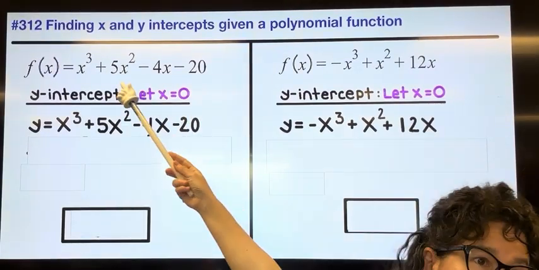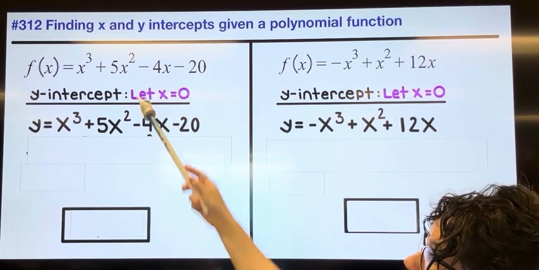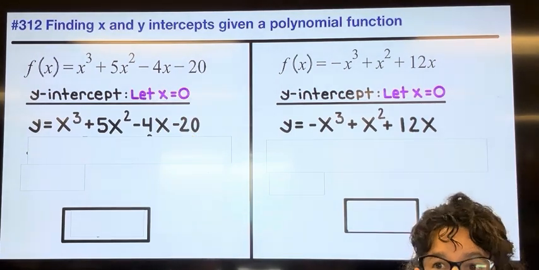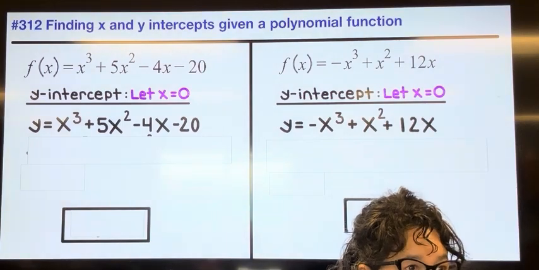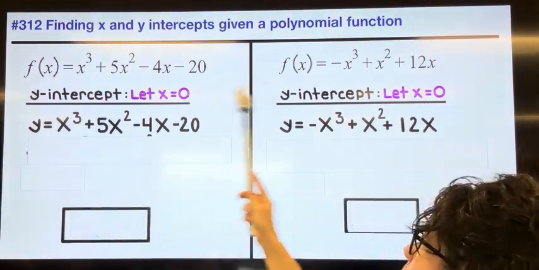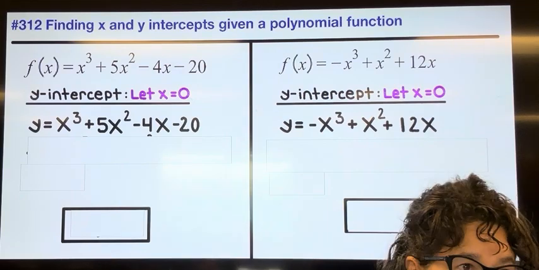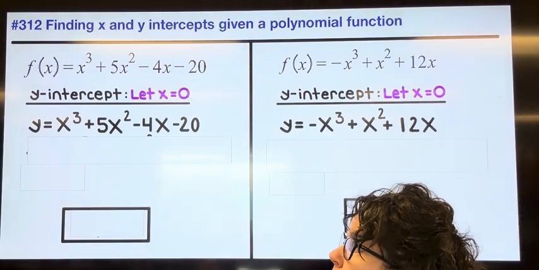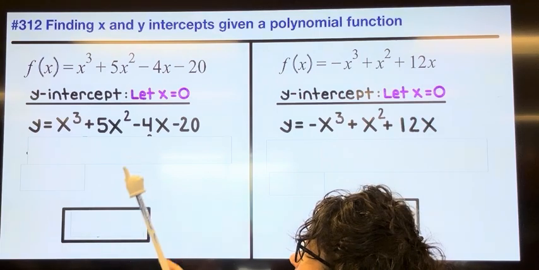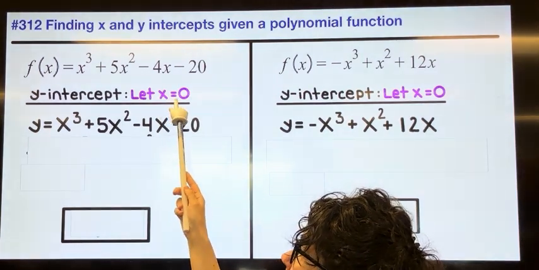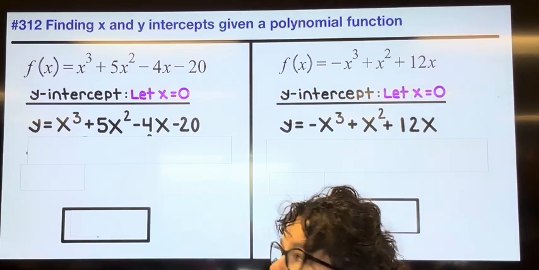We've been given a couple of functions and we would like to find the x-intercepts and the y-intercepts. We're going to start off with the easier of the two and find the y-intercept for both of these functions. Every single point on the y-axis has an x-coordinate of 0. So what you want to do is replace the x's with 0 in the function.